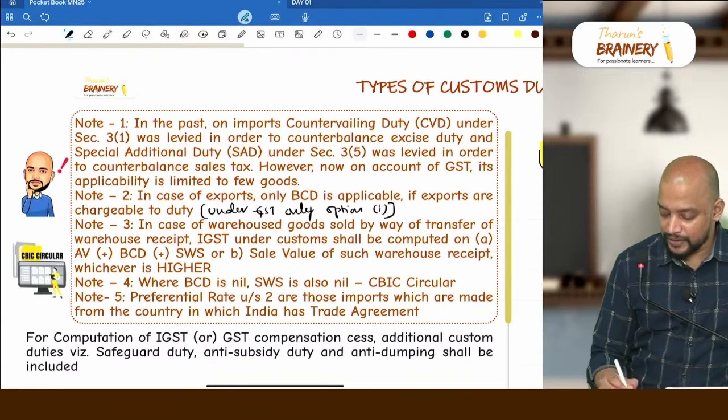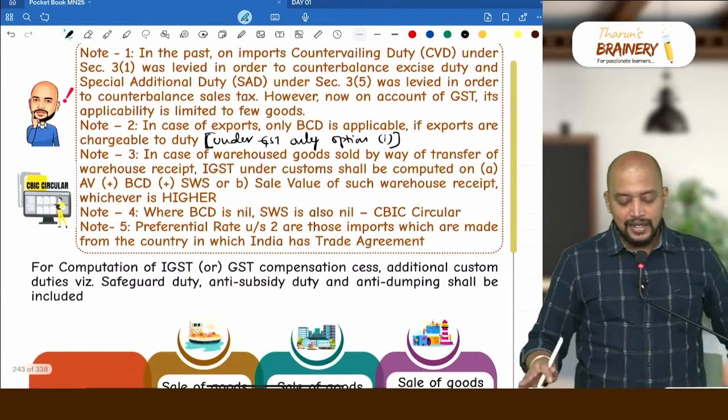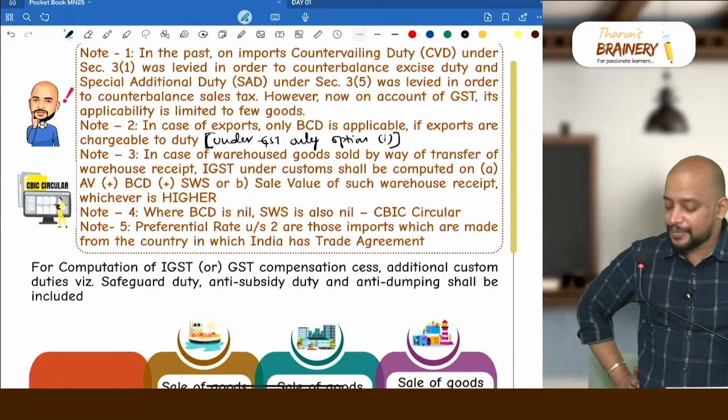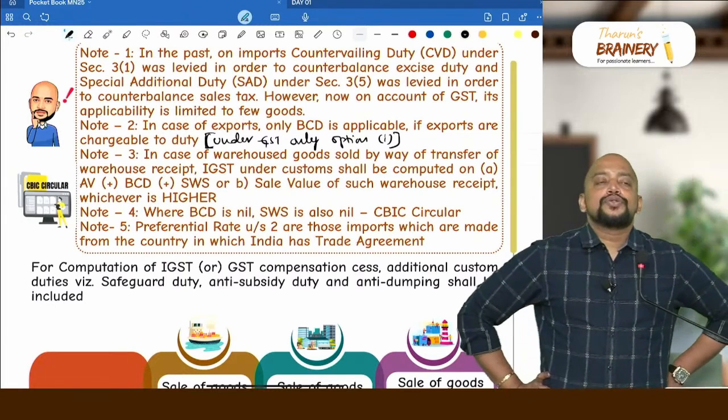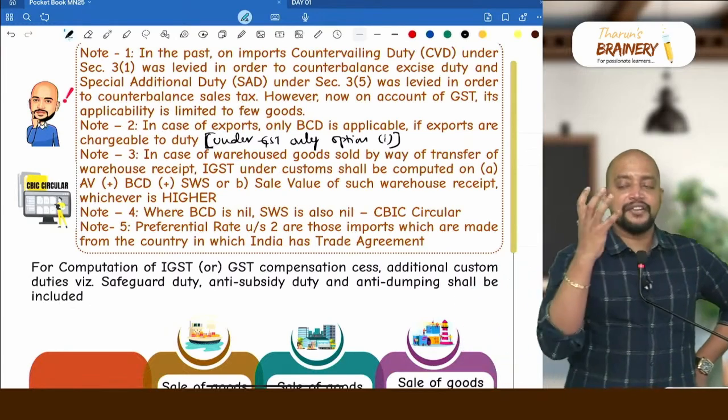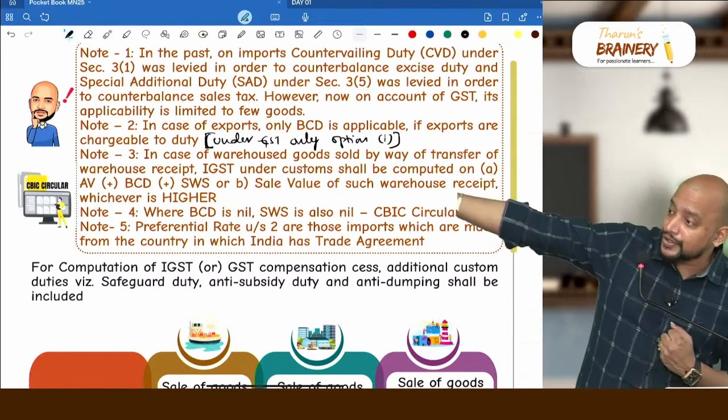Only option 1. Okay. Next, note 3. In case of warehoused goods sold by way of transfer of warehouse receipt. Generally, what will happen, as soon as the goods are imported, those goods are kept in a warehouse without payment of customs duty, and we get a warehouse receipt. That warehouse receipt we can transfer to some other person.